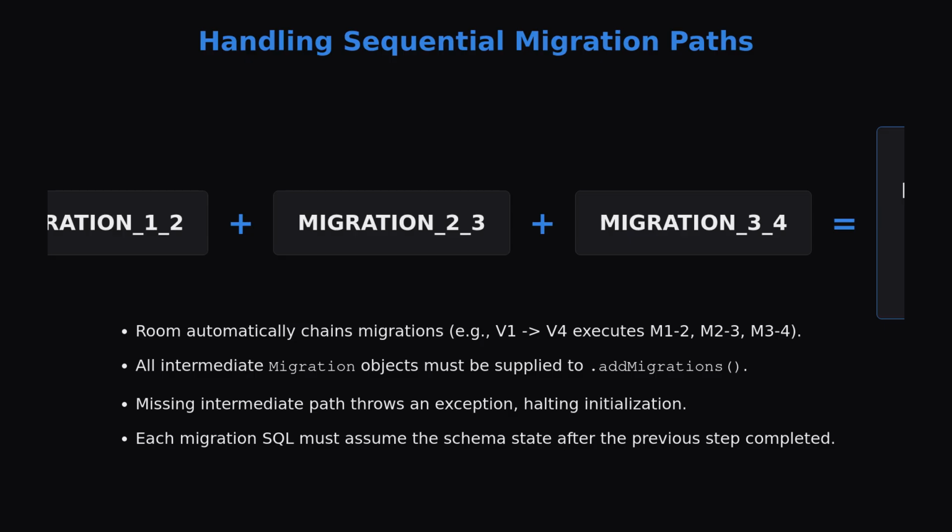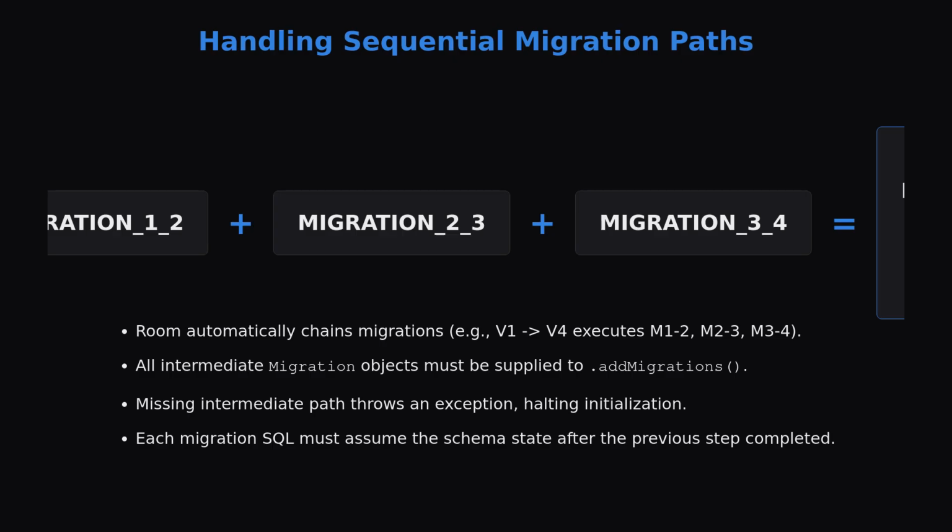Room automatically chains migrations when a user updates an application from an older database version to the latest version, provided all intermediate migration paths are explicitly defined. If a user jumps, for example, from version 1 directly to version 4, Room executes M1 to M2, then M2 to M3, and finally M3 to M4 sequentially.